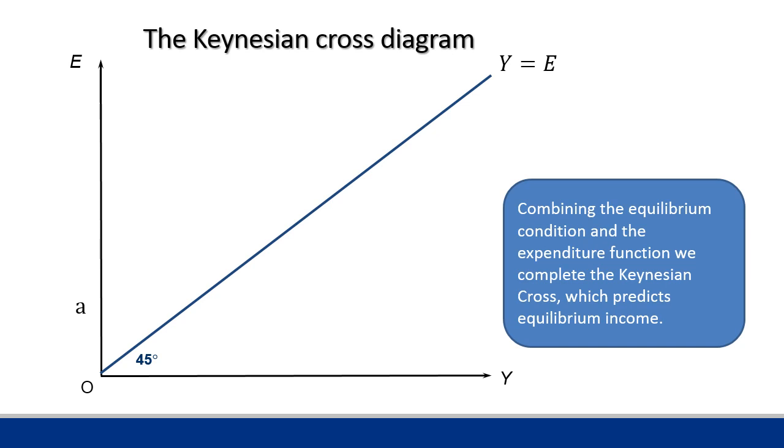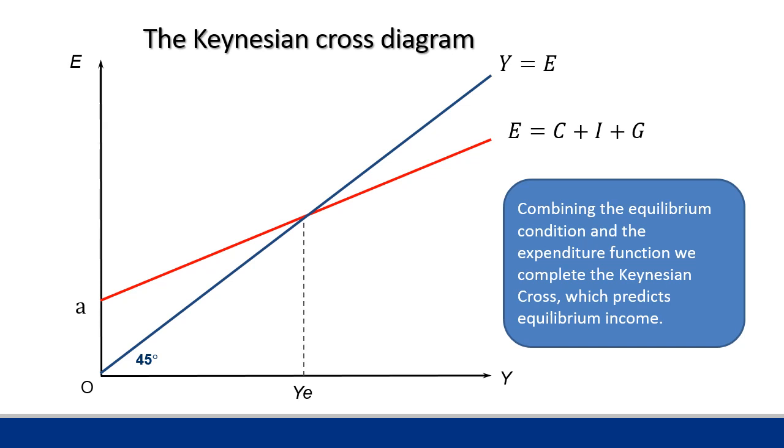We bring the Keynesian cross together by combining the equilibrium condition with the expenditure function. When we impose the expenditure function onto the 45-degree line, the model gives us a prediction of equilibrium income, at which point output, production, what firms are producing, is exactly equal to demand. The blue line is in the same place as the red line.